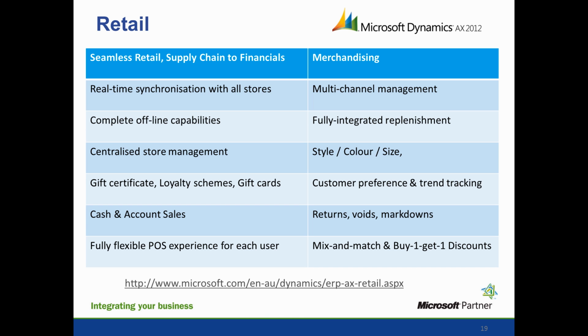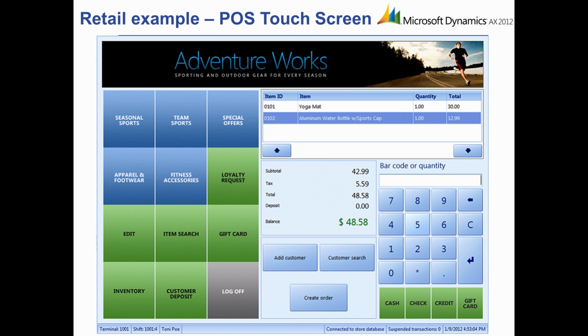The next and final area is around retail, and AX has got full functionality around retail management. You've got complete offline capabilities. There's the merchandising, style, colour, size, fully integrated replenishment, multi-channel management, cash and account sales, gift cards, loyalty schemes, gift certificates and lay-bys. It's also got a full and flexible point of sale experience that can be customised for each specific user. And there's a nice little screenshot of the point of sale touchscreen, which can be customised to suit your business requirements.